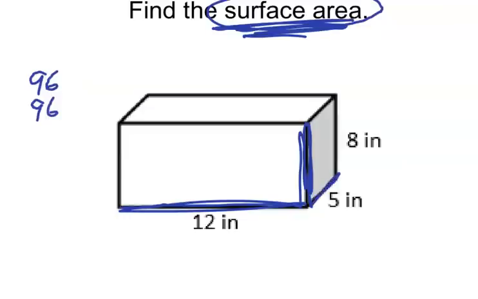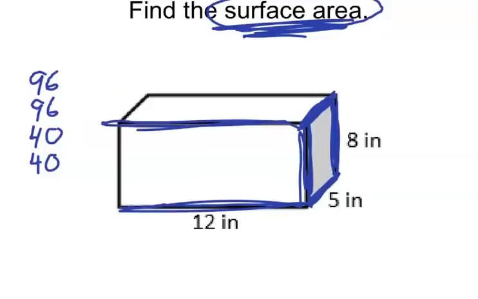All right, so let's find the sides. The sides are 5 by 8. 5 times 8 is 40. Going to write that down twice, one for the right side, one for the left side. So now we just need to do the top and the bottom, and that's 5 by 12. 12 times 5 is 60. I'm going to write that down twice because that's the top and that's the bottom. So now we have found the front, the back, the sides, the top and the bottom. We have found all 6 sides of this rectangular prism.